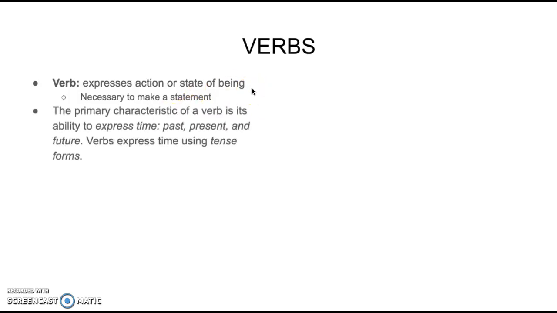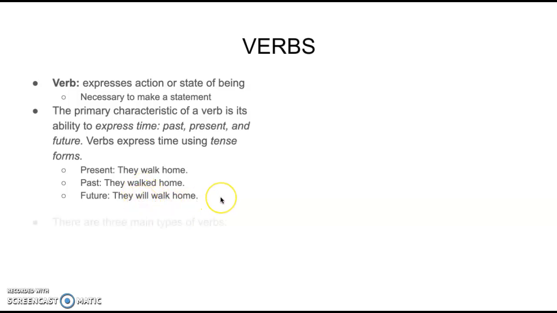The primary characteristic of a verb is its ability to express time, aka its tense: past, present, or future. We will talk more about tense forms in a later video though. But for a quick overview, this is what they look like. Present, they walk home. Past, they walked home. Future, they will walk home. And this is a different type of verb that we'll talk about later in the video.